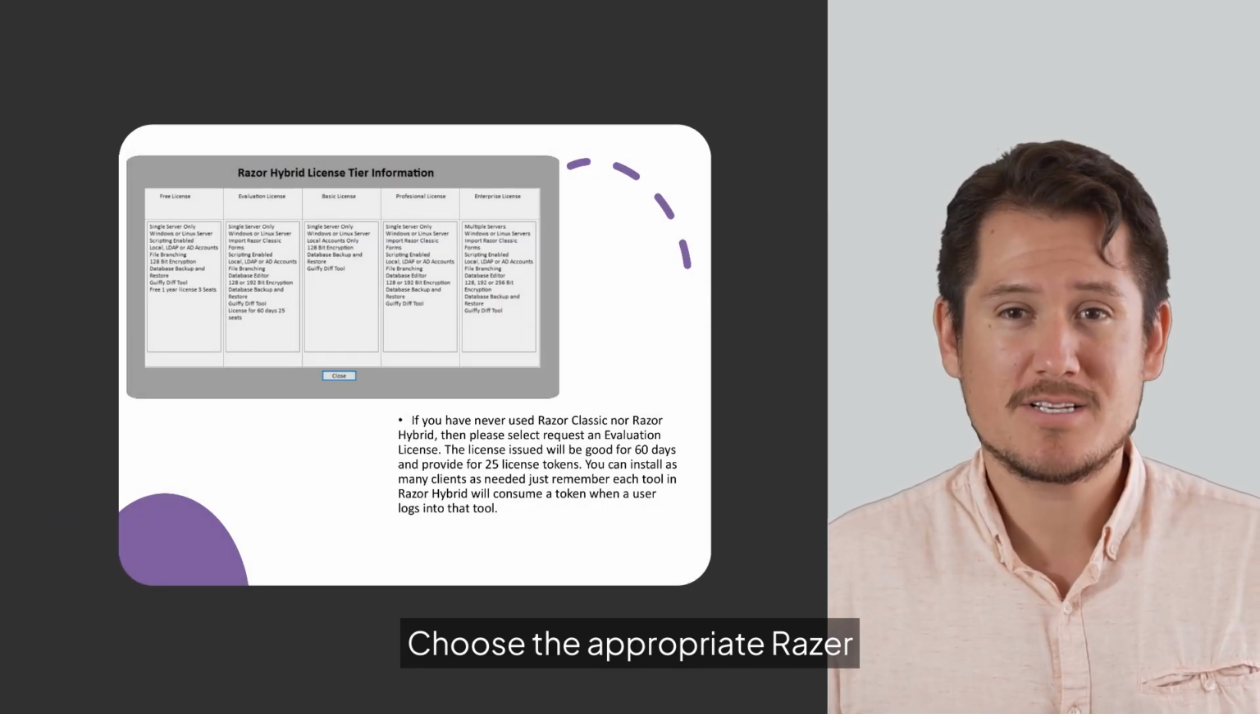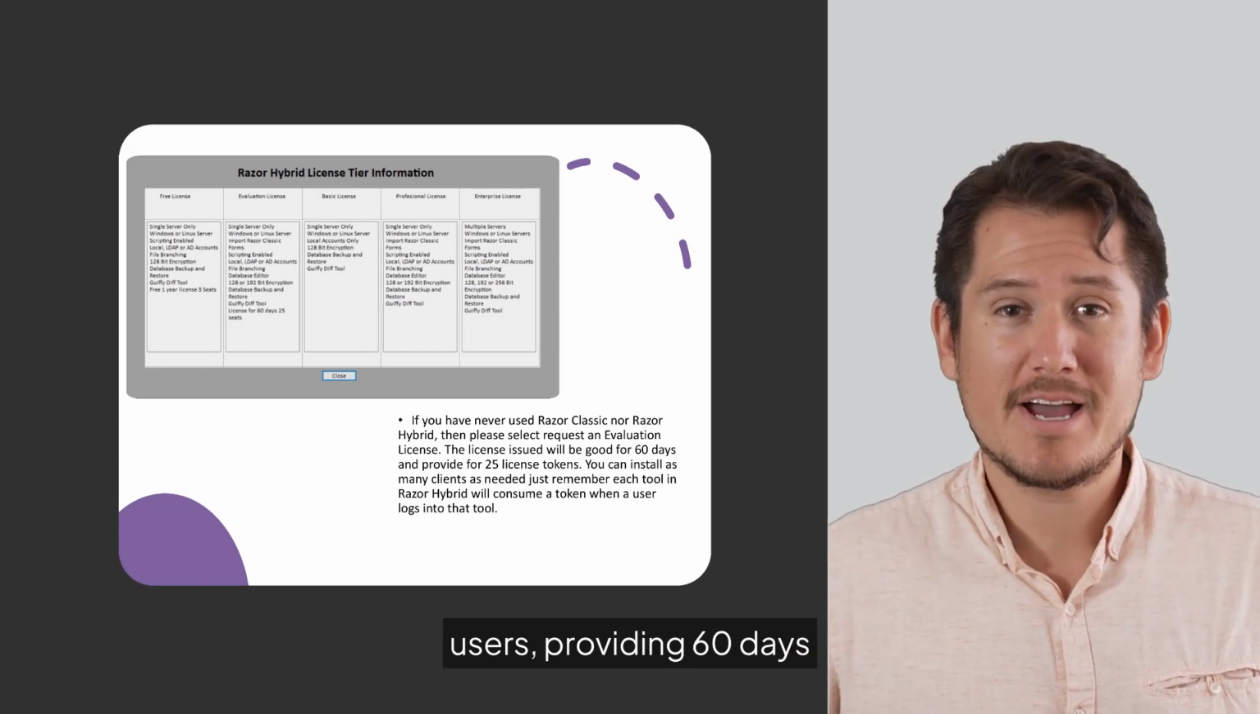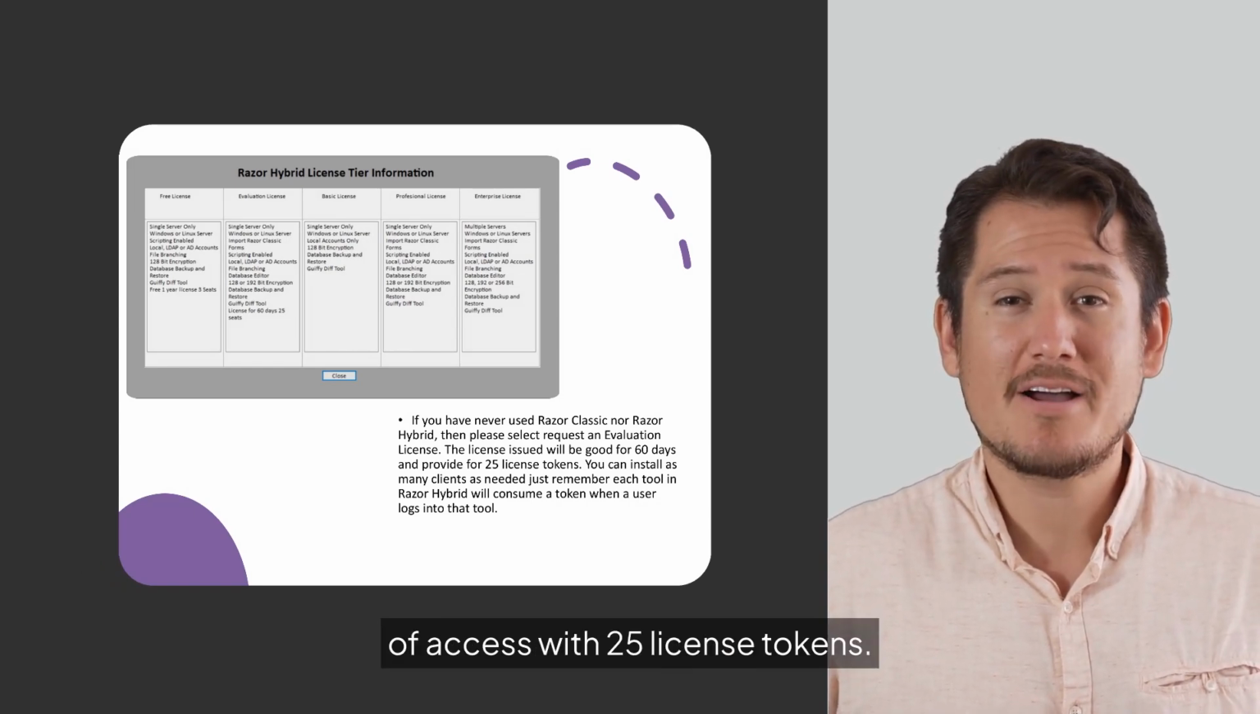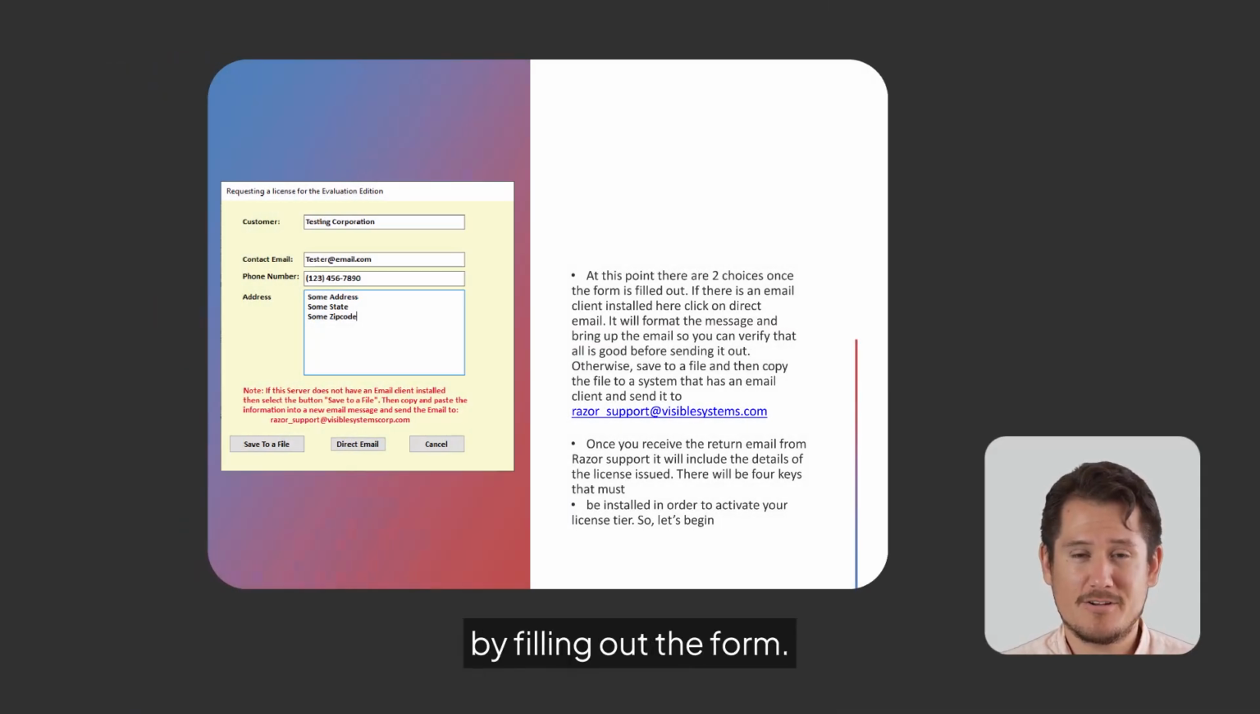Choose the appropriate Razor Hybrid license tier. Evaluation licenses are available for new users, providing 60 days of access with 25 license tokens. Request an evaluation license by filling out the form. Send the request via email. Upon receipt, install the provided keys to activate your license tier.